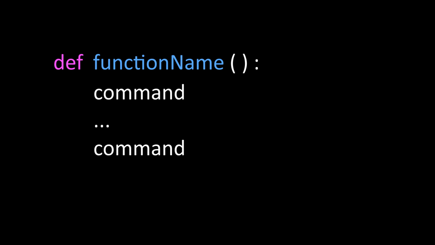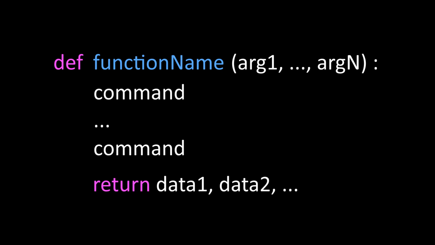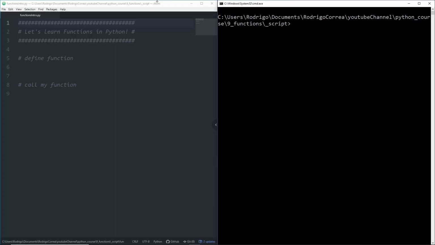The function arguments are specified inside the parentheses, separated by commas. Finally, a function can return data to the user when it's called. It can either be a single or multiple returns. However, it's not required that a function has a return statement. Let's practice so we understand how to deal with Python functions.